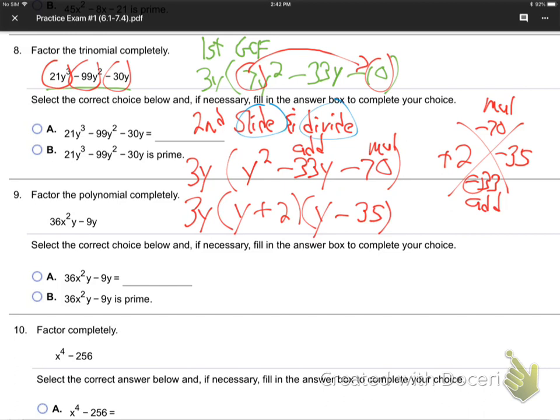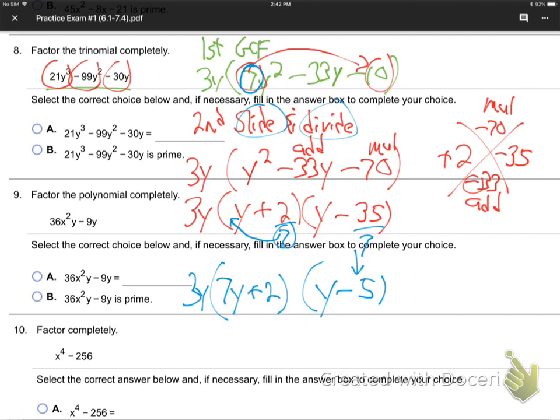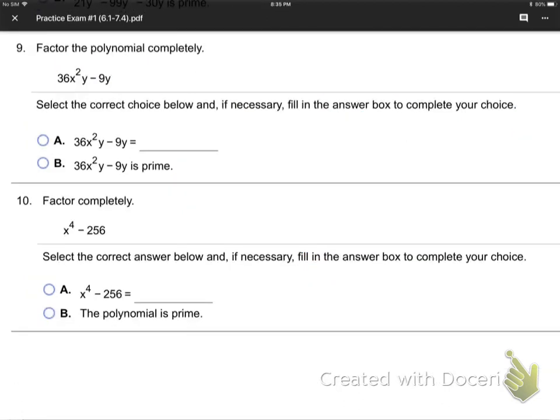Now for the divide by that number that we slid over in the front. Divide by 7. Divide by 7. This one just becomes y minus 5. 35 divided by 7 is just 5. This one just slides back because it can't reduce. 7y plus 2. Right, we can't reduce 2 7s, so we just slide back. There we go. There's the factorization of number 8. Okay, so now number 9.